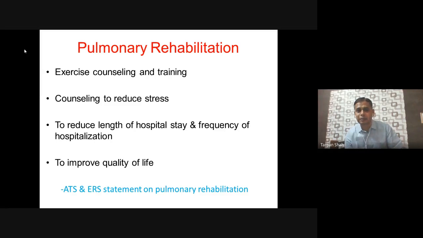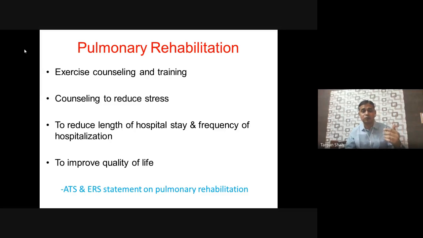Now, in pulmonary rehabilitation, again, we do exercise, counseling, and training. So remember that golden statement: tell, teach, and train. And here for pulmonary rehabilitation, our main focus will be the strengthening of the muscles and improving the endurance. Here again, we do the counseling to reduce the stress. And if you are able to give a good pulmonary rehabilitation program, you can reduce the length of stay of the patient in the hospital.